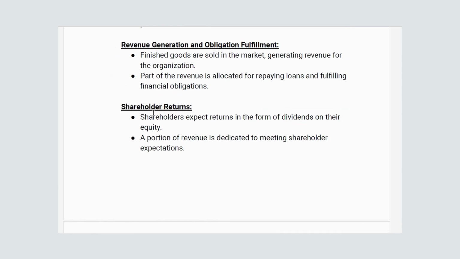So part of the revenue which they get from selling the finished product, they use this revenue for repaying the loans that they might have taken earlier for running the business organization, and also for fulfilling the financial obligations. And a portion of revenue is to be given to shareholders in the form of dividends, because they have put in some kind of investment in the company, right? So a portion of revenue is dedicated to meeting the shareholders' expectations.